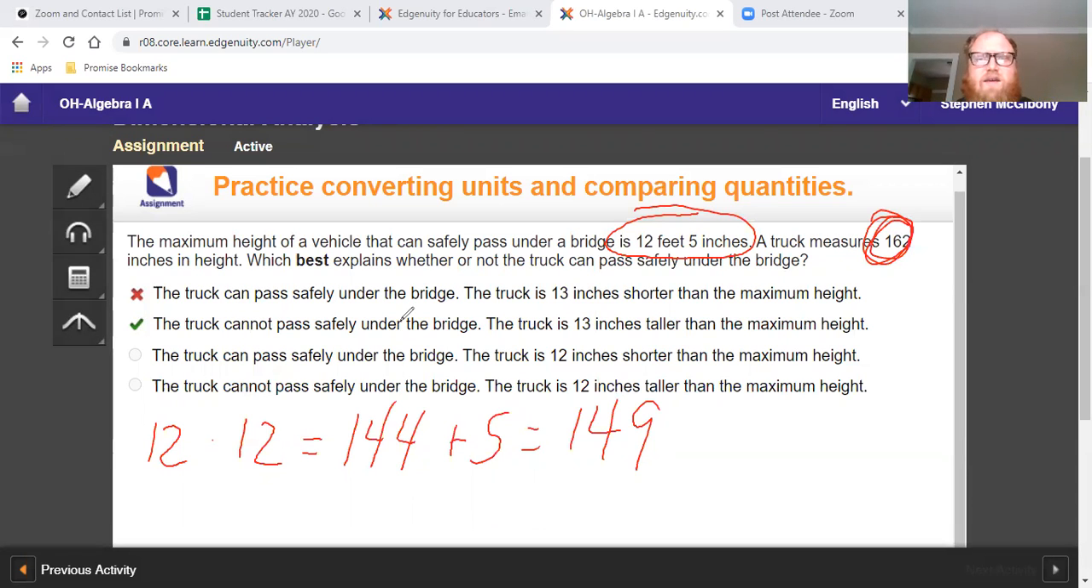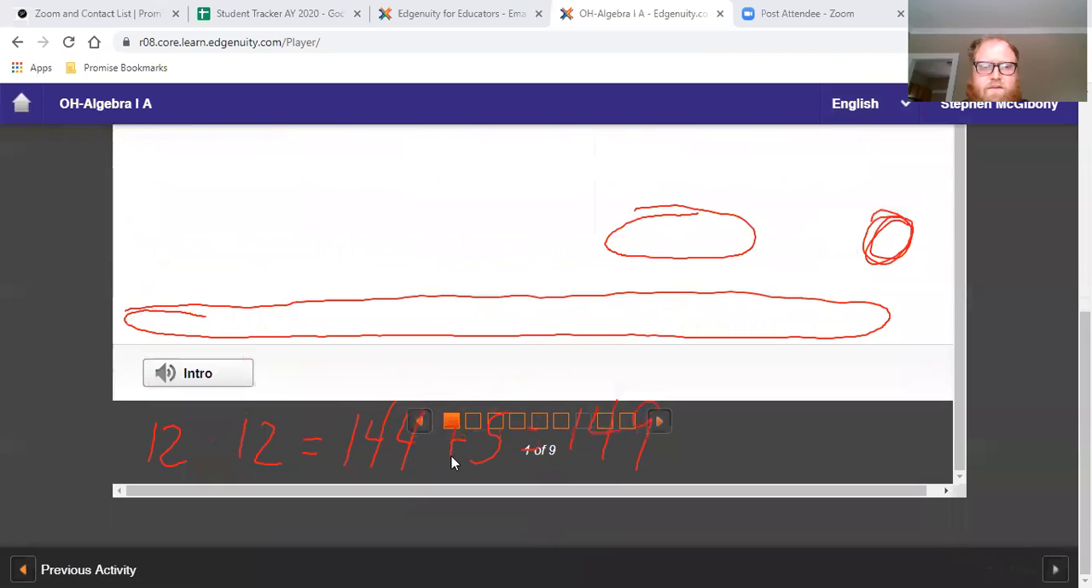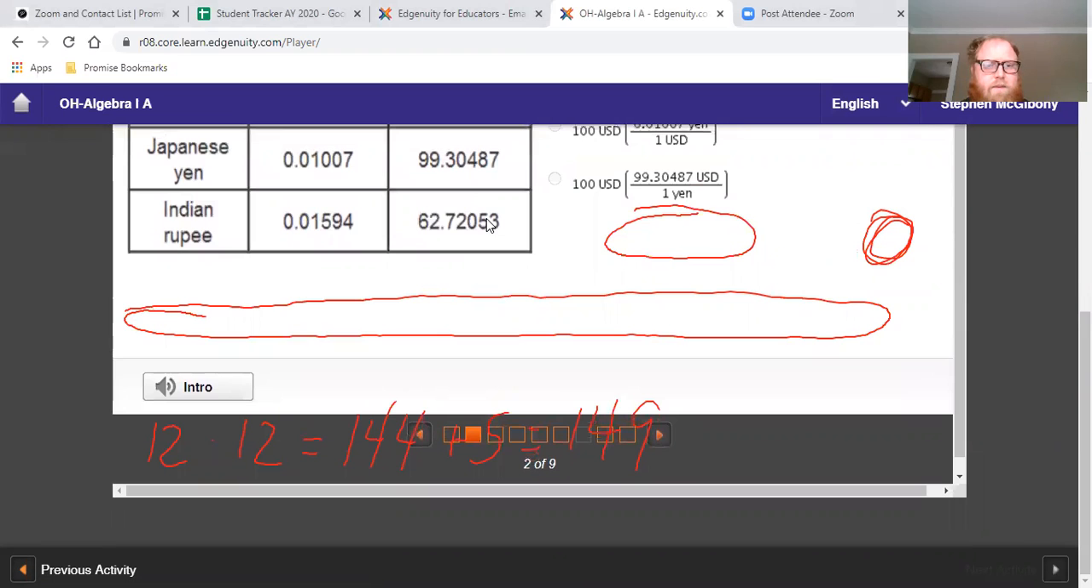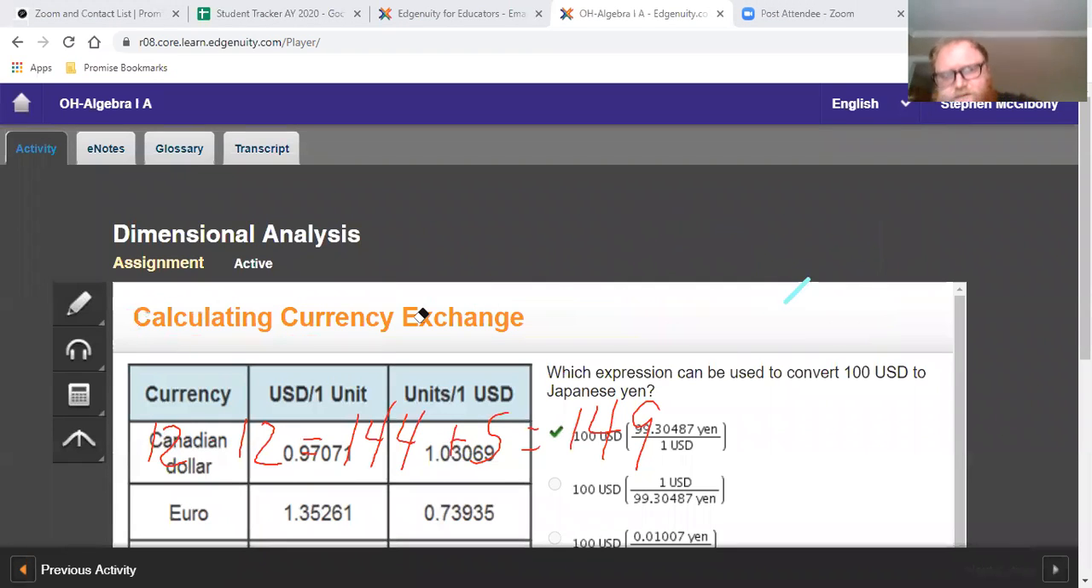So the truck is bigger than the bridge by 13 inches. So the truck cannot pass safely under the bridge. The truck is 13 inches taller than the maximum height. All right, let me erase all that good stuff.